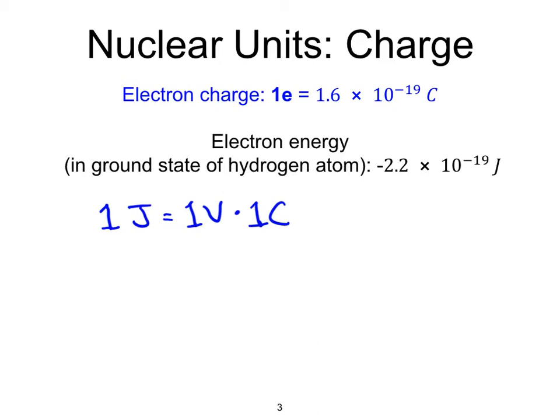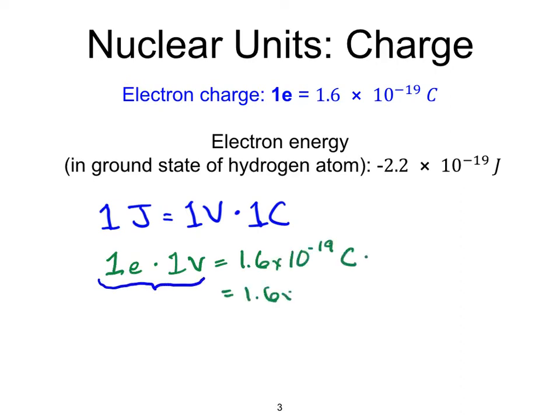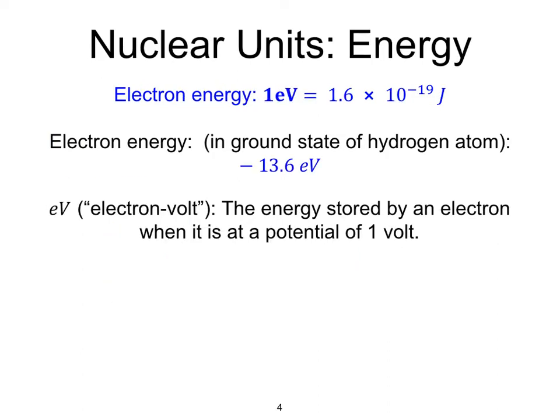So we can build a convenient unit of energy by just saying that the charge of an electron times 1 volt is equal to 1.6 times 10 to the negative 19th joules. This new unit of energy that we are using is called an electron volt, or just eV. So now we have our unit of energy, the electron volt, equal to 1.6 times 10 to the negative 19th joules. Let's think about what this means.